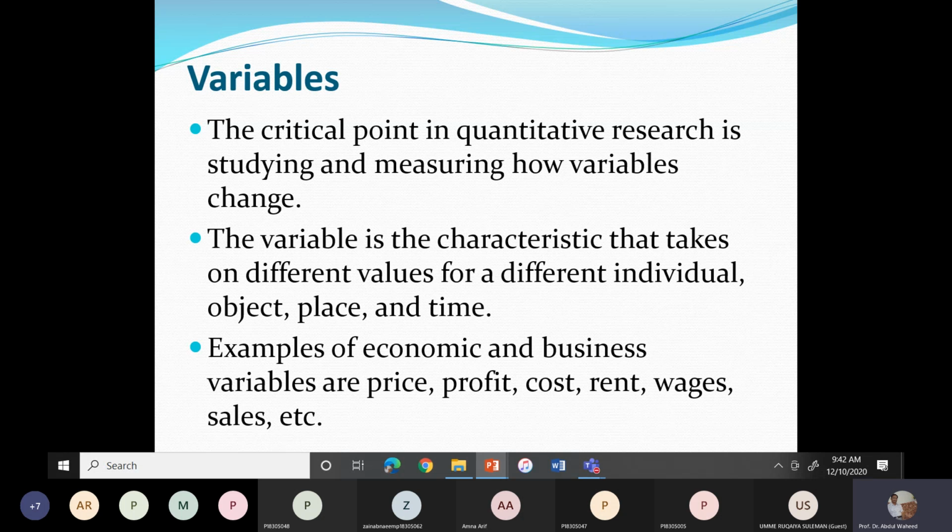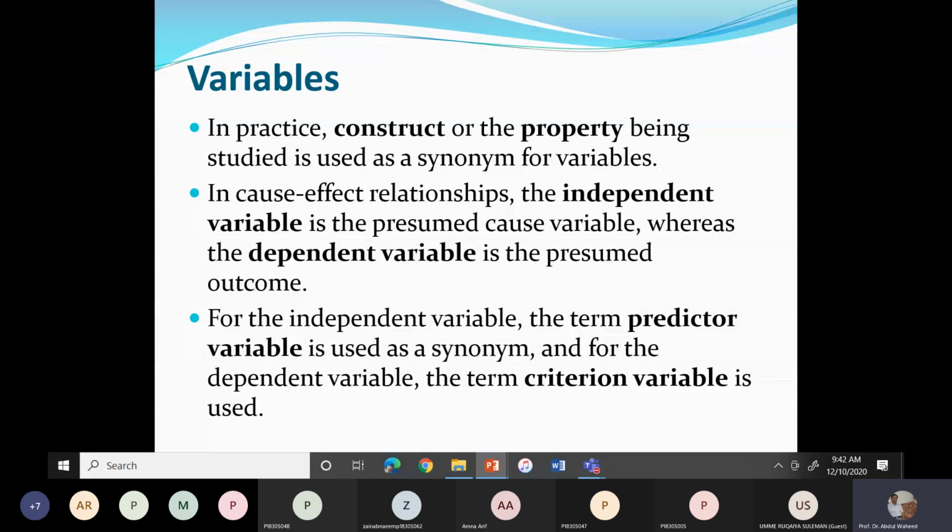So for a researcher, variable is very important. Construct or property are used as synonyms for variables. And if there is a cause and effect relationship, then we have independent variable and dependent variable. Okay, so independent variable is the presumed cause variable, and dependent variable is the presumed outcome variable.